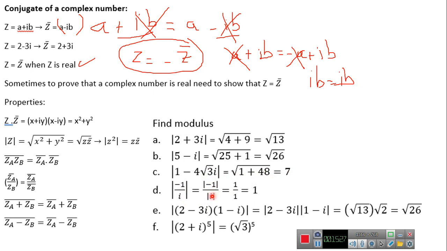Here in this example, if you want to find the modulo, this is a repetition. This is radical 4 plus 9. Here it will be 25 plus 1. Here it will be a square plus b square, 1 plus 16 times 3, which is 7. Here you do up alone, down alone. So it will be 1, and the norm of i is 1 because b is 1. Radical of 1 square is 1. Here you can split each one alone. It will be 4 plus 9, radical 13 into radical 2. And here you can do the 2 plus i alone, which is radical 5. Radical 5 power 5.